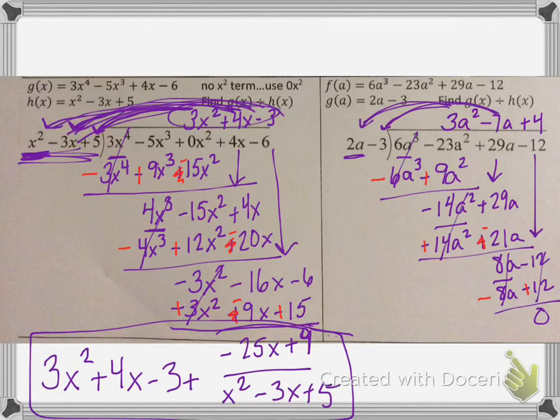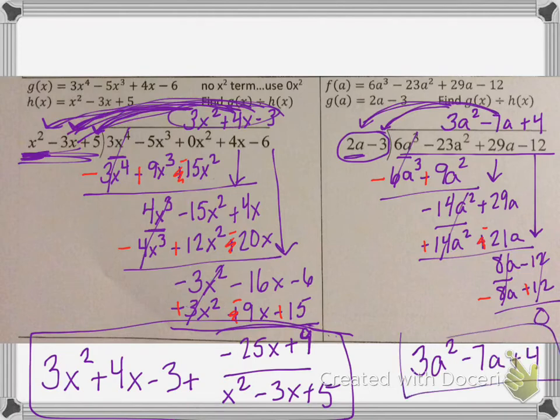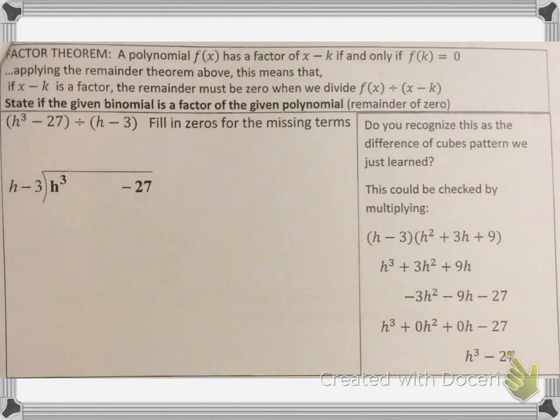I'm going to throw another word out there. That means that this is a factor of that. Okay. We'll talk more about that later. So my answer here would just be 3a squared minus 7a plus 4. With no remainder, I don't need to worry about writing anything there. Okay? All right, let's go to the next one. Next page. Let's see what we got here.